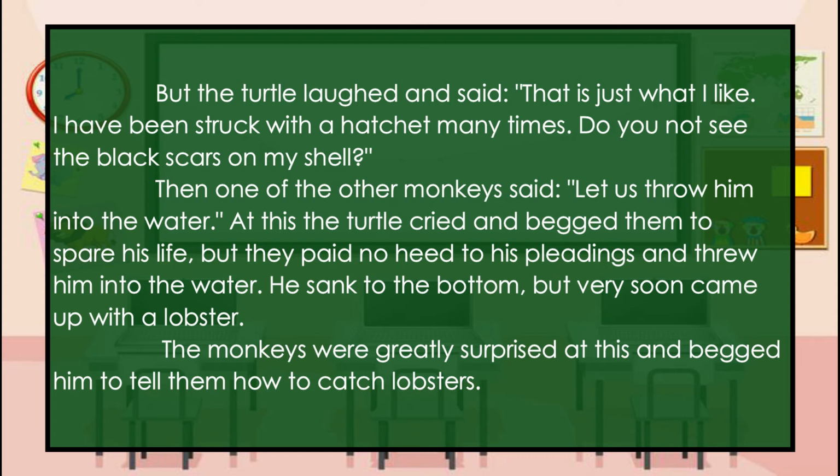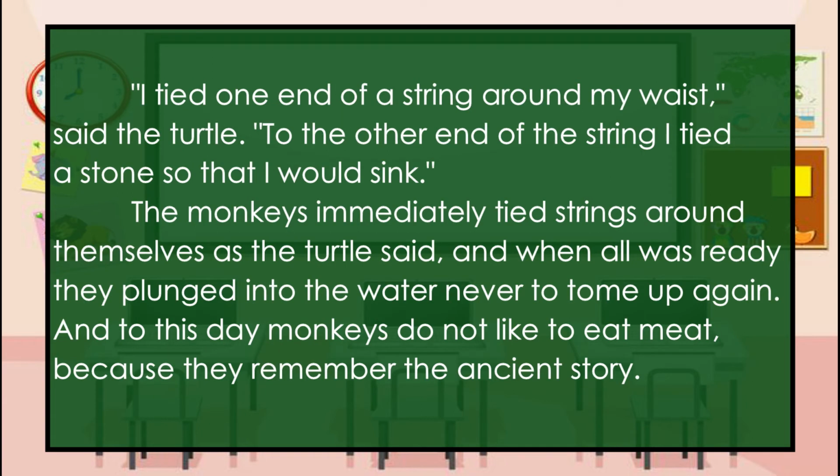He sank to the bottom, but very soon came up with a lobster. The monkeys were greatly surprised at this and begged him to tell them how to catch lobsters. "I tied one end of a string around my waist," said the turtle. "To the other end of the string I tied a stone so that I would sink." The monkeys immediately tied strings around themselves, as the turtle said, and when all was ready they plunged into the water, never to come up again. And to this day, monkeys do not like to eat meat because they remembered the ancient story.